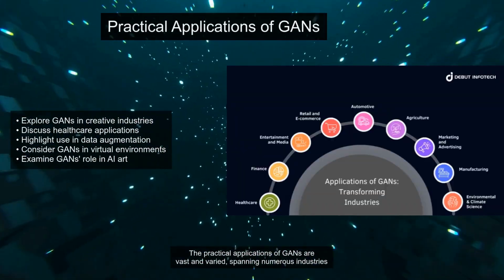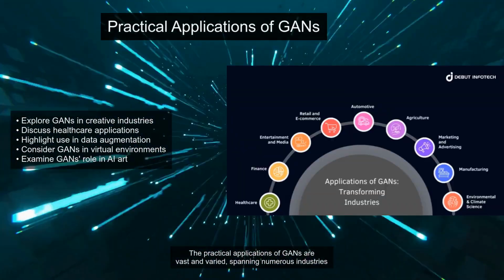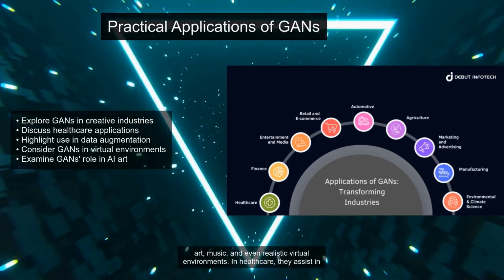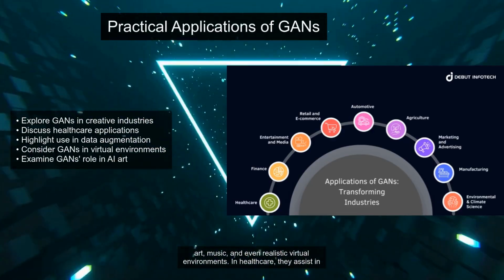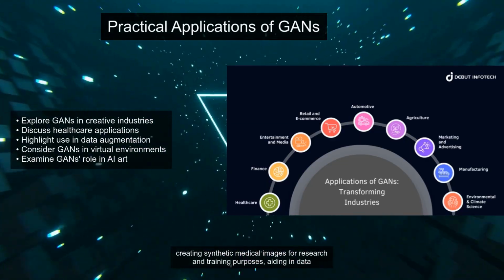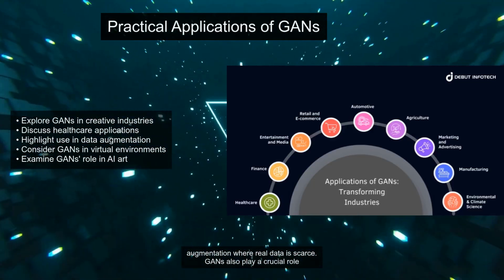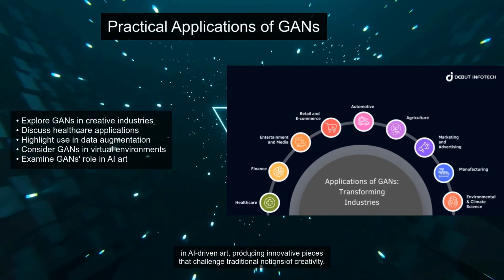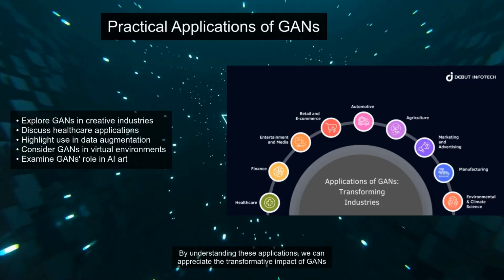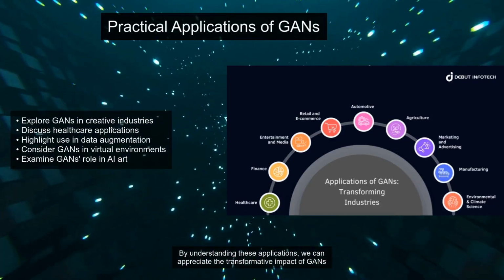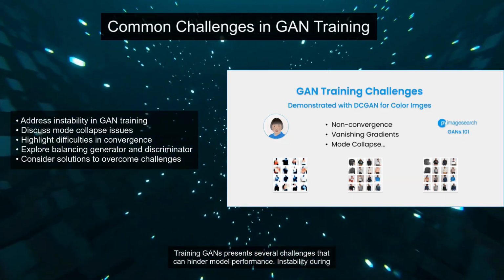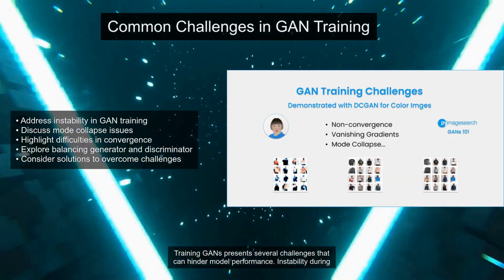The practical applications of GANs are vast and varied, spanning numerous industries and use cases. In the creative sector, GANs are used for generating art, music, and even realistic virtual environments. In healthcare, they assist in creating synthetic medical images for research and training purposes, aiding in data augmentation where real data is scarce. GANs also play a crucial role in AI-driven art, producing innovative pieces that challenge traditional notions of creativity. By understanding these applications, we can appreciate the transformative impact of GANs on different fields and the potential they hold for future advancements.